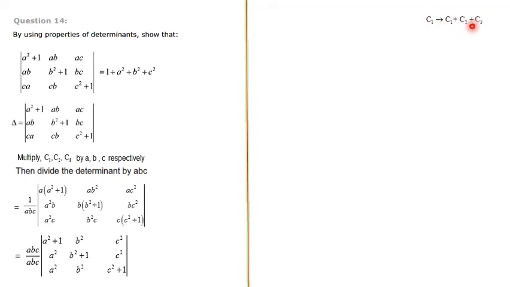That is what the operation. C1 changes to C1 plus C2 plus C3. So if you do it, C1 will change to 1 plus a square plus b square plus c square. Again here also a square, b square plus 1, c square, adding, we get 1 plus a square plus b square plus c square. And here a square is there, b square is there, c square plus 1 is there, adding, 1 plus a square plus b square plus c square. And C2 remains the same. C3 also no change.